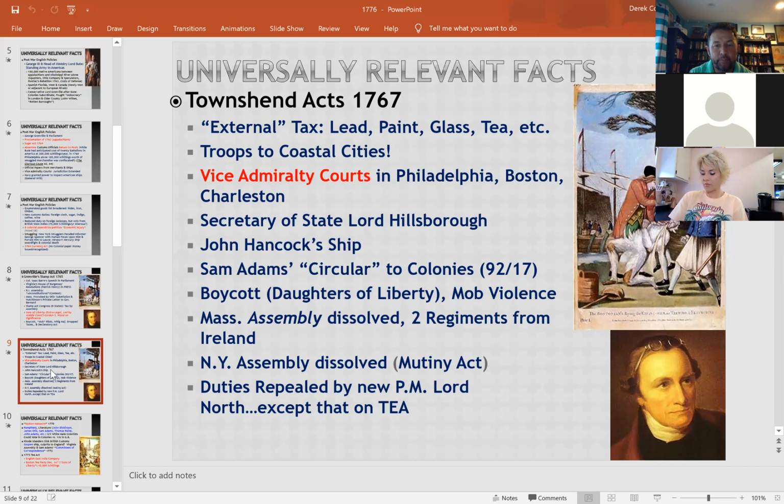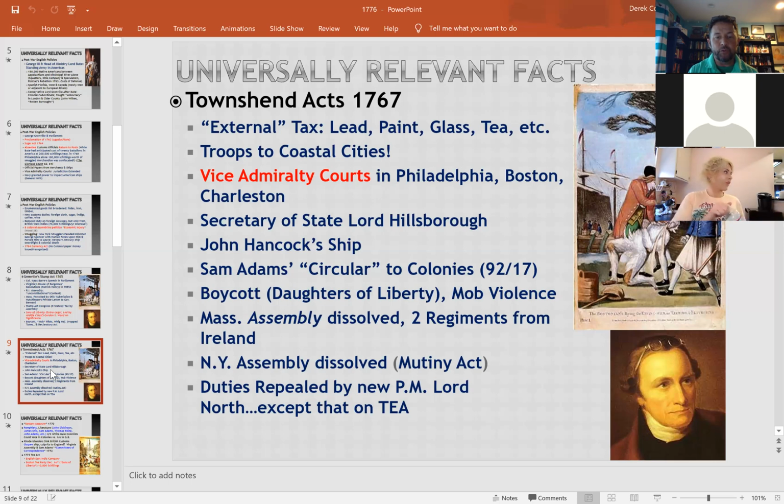All right, so we mentioned the boycotts, there was mob violence. And matter of fact, that was one of the final things. Massachusetts Assembly dissolved. 2 regiments from Ireland were brought into Boston. There was so much trouble brewing in the Boston area that you have quotes from George III of England contending that all he had to do was hang some of the ringleaders in Boston and the rest of this rebellion would just die out. He felt it was the epicenter of this rebellion.